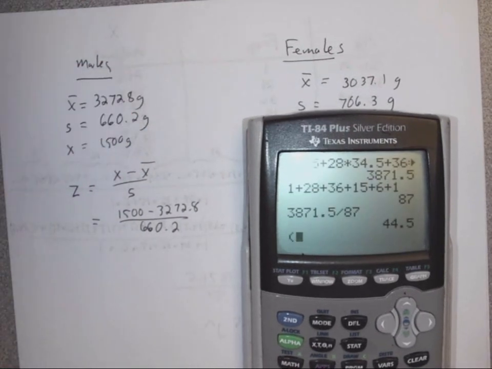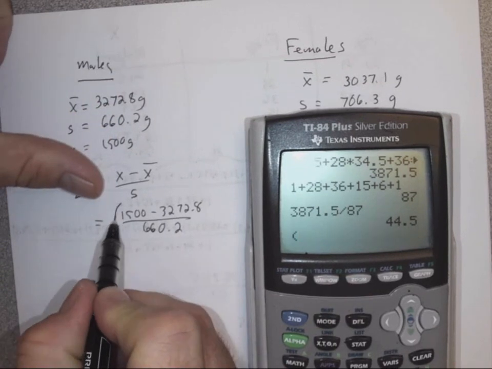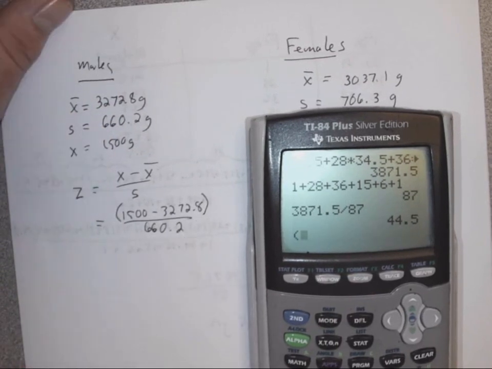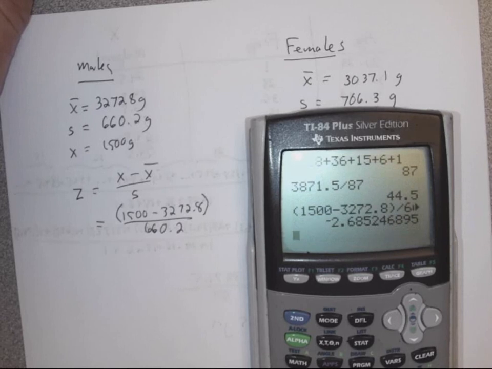So remember, if you're going to do this all in one shot, make sure to put the numerator in parentheses, because really this is what that means. If you don't put it in parentheses, you're going to have a big problem there. So 1,500 minus 3272.8 divided by 660.2. Enter. So I get negative 2.69.